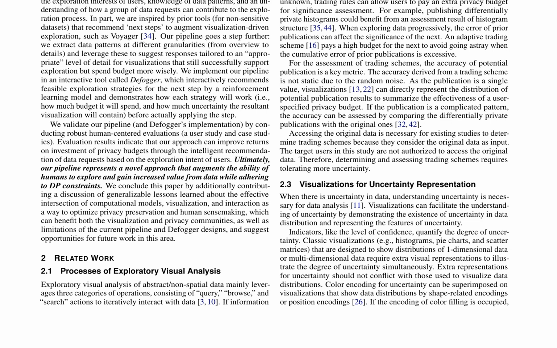In differentially private publication, trading schemes consisting of the group of trading targets and how much of the privacy budget should be spent on each target are developed. Existing studies proposed examples of trading schemes and provided tools for scheme assessment. Visualizations can facilitate understanding of uncertainty by demonstrating the existence of uncertainty in data distribution and representing the features of uncertainty.